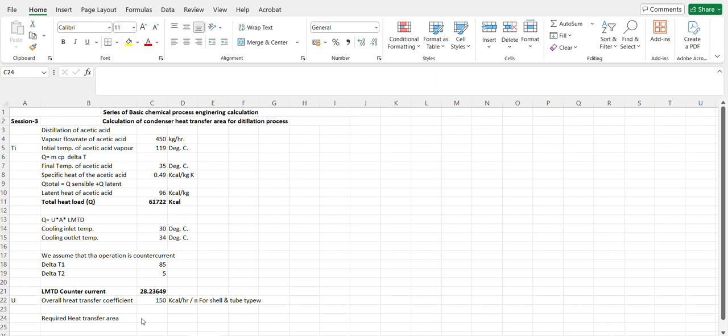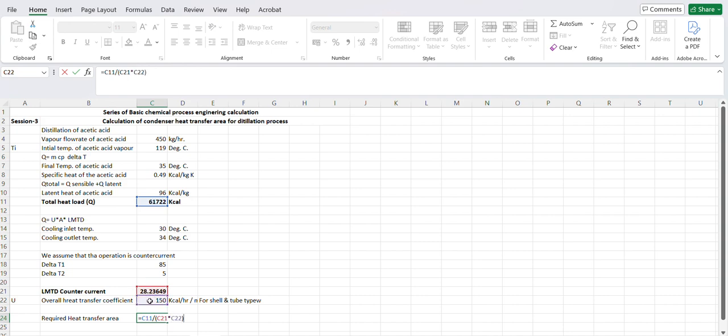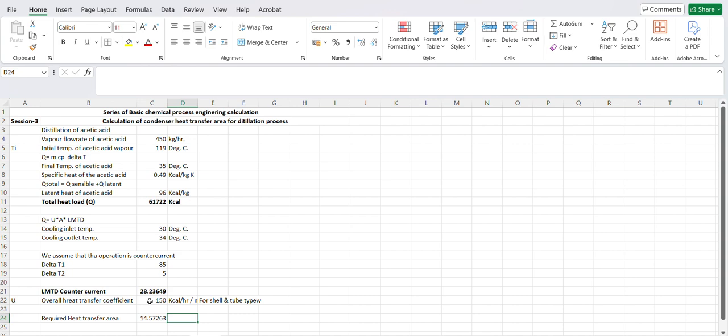So now we have the overall heat transfer coefficient, LMTD and Q. We can simply calculate the area required by dividing the total heat load by LMTD and the overall heat transfer coefficient. So we get the required heat transfer area, which is approximately 15 meter square. In this way you can calculate for any distillation operation.